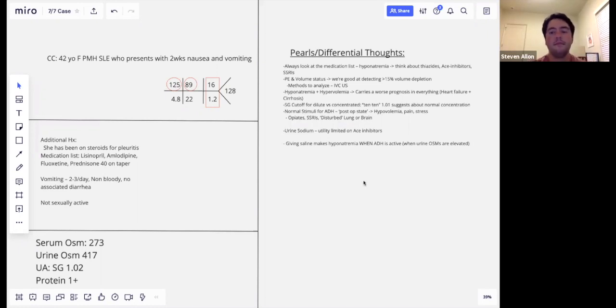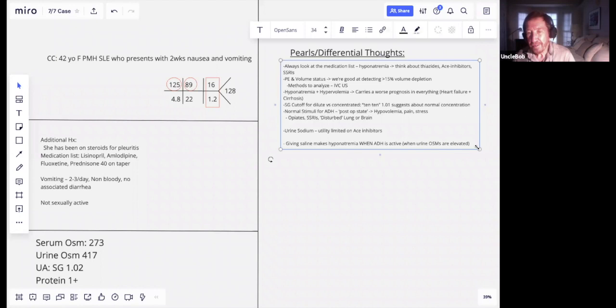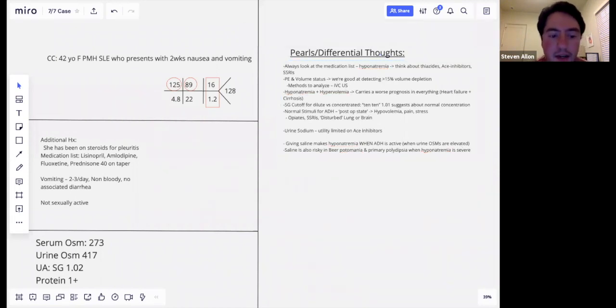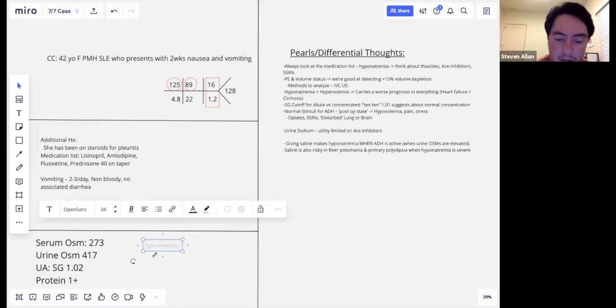So we went ahead and ordered all this stuff, and why don't you tell us what happened? Yeah, so I'll give you all the labs and you can kind of help us work through it. So her urine sodium was 52. We did not have a urine chloride. You guys had asked for a TSH, that was 3.5. They had gotten a random cortisol down in the ED, and that was 4.1. She got 2 liters of normal saline while she was in the emergency department, and her repeat sodium was 126.